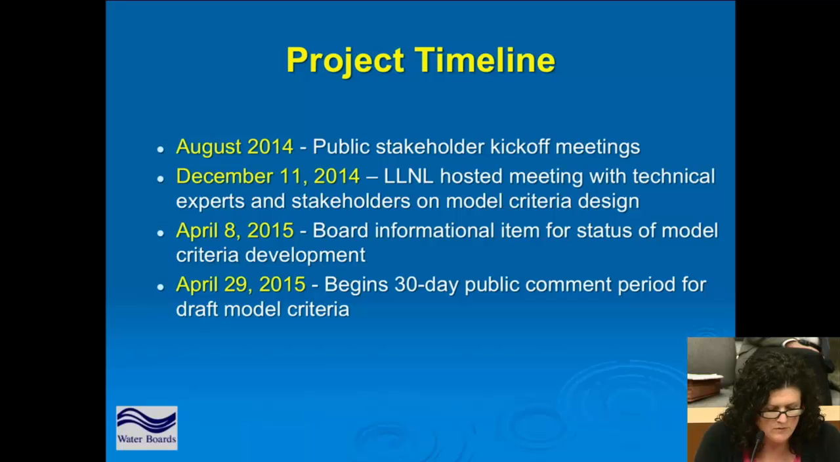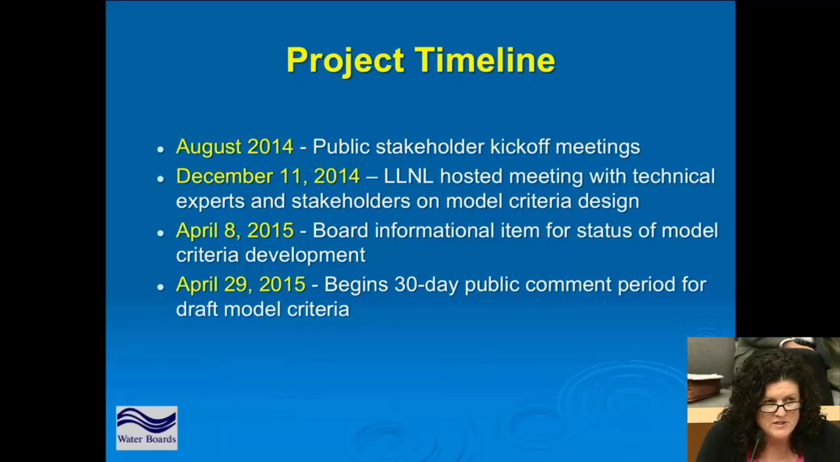So, project timeline: we kicked off the development of the model criteria by hosting two public stakeholder meetings last August, one in Bakersfield and one in Los Angeles. That provided the public and stakeholders from the oil industry, EJ groups, agriculture, and local governments an opportunity to voice their ideas and concerns. Last December, our lead expert, Lawrence Livermore, also hosted a public meeting here with some of their experts, and they also had a chance to hear from the public and stakeholders.